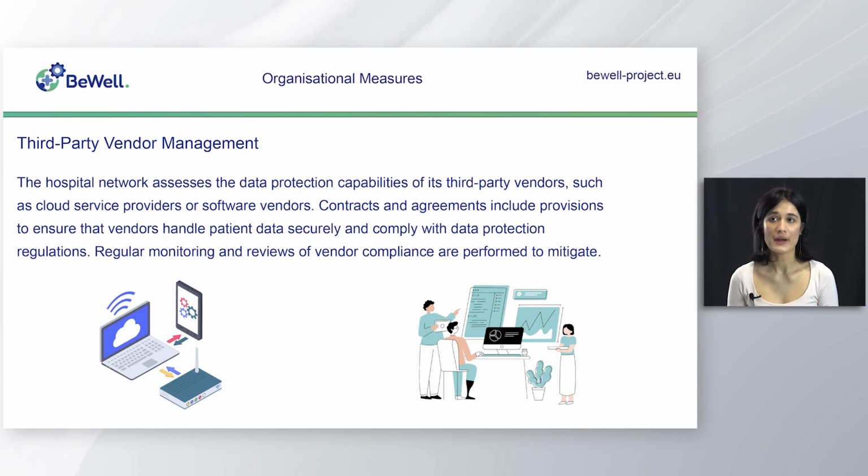5. Third-party vendor management. The hospital network assesses the data protection capabilities of its third-party vendors, such as cloud service providers or software vendors, before engaging their services. Contracts and agreements include provisions to ensure that vendors handle patient data securely and comply with data protection regulations. Regular monitoring and reviews of vendor compliance are performed to mitigate risks.